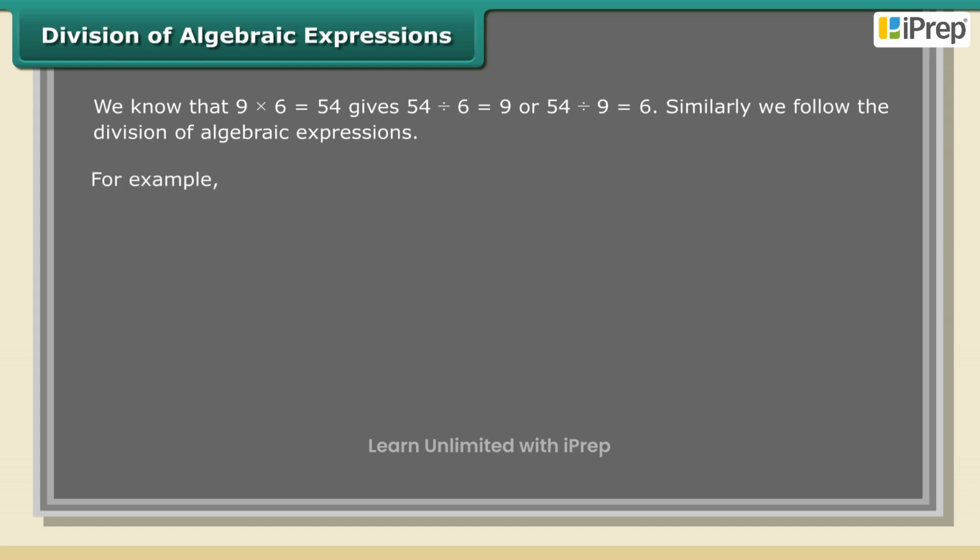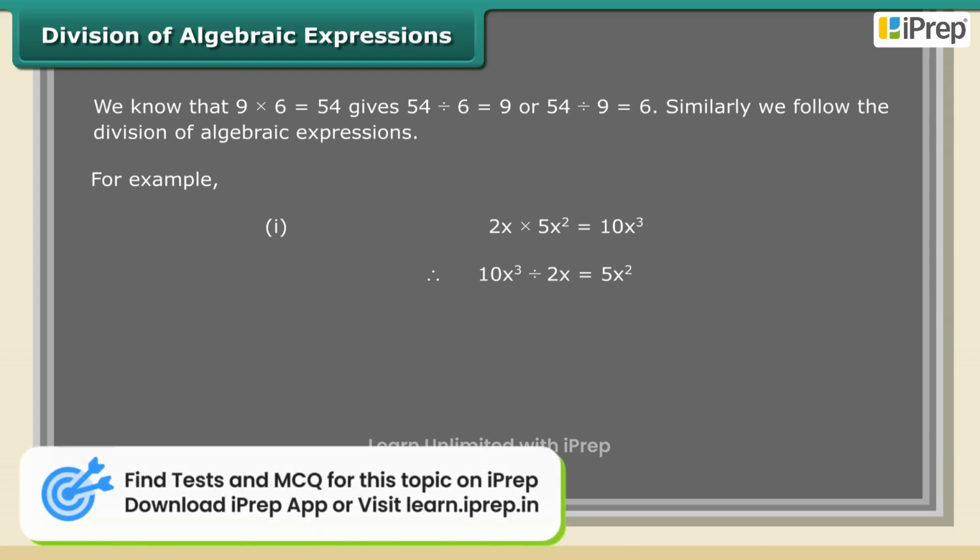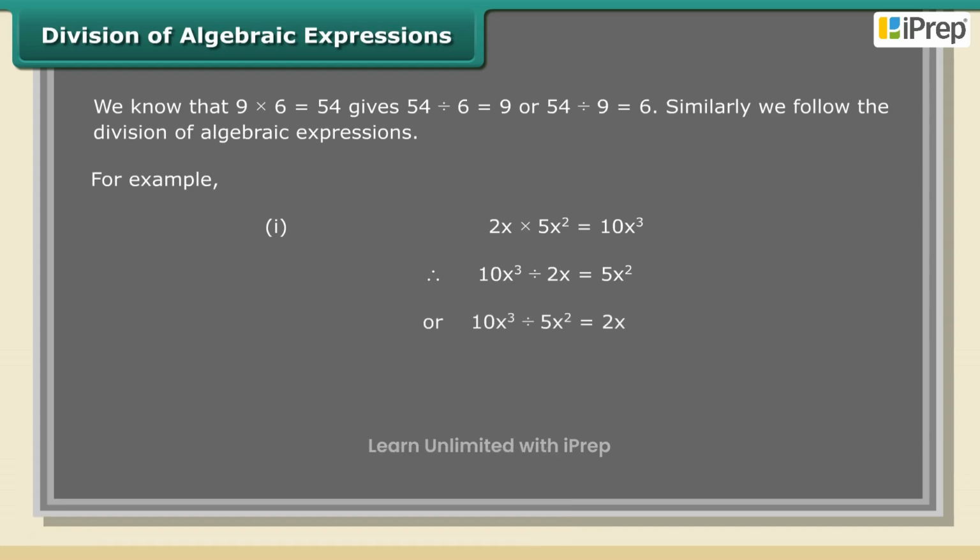For example, 2x into 5x raised to the power 2 is equal to 10x cubed. Therefore, 10x cubed divided by 2x is equal to 5x squared, or 10x cubed divided by 5x squared is equal to 2x.